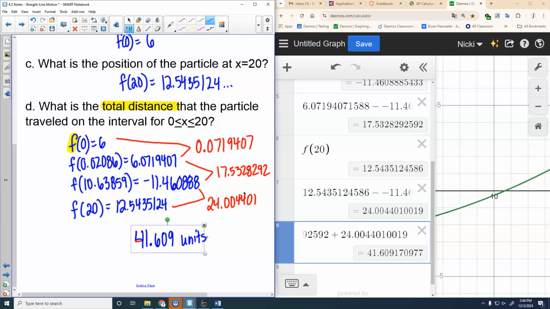Now, if you walk in one direction the whole time, then all you really have to do is subtract your position at those 2 points. But if you change direction, then you've got to consider this as well. Questions on that? Let's look at some more.